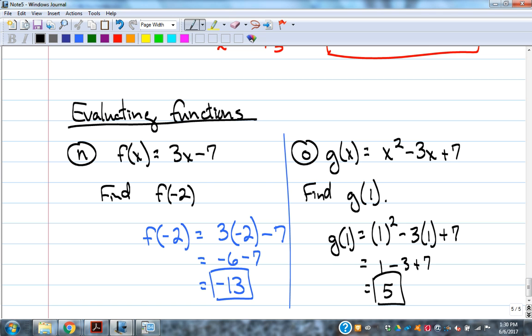Very, very easy thing. Replace the x with the number that's in the parentheses. You're not trying to get g by itself or f by itself. Don't overthink it. Just plug it in, work out that side, and you've got your function value. Okay.